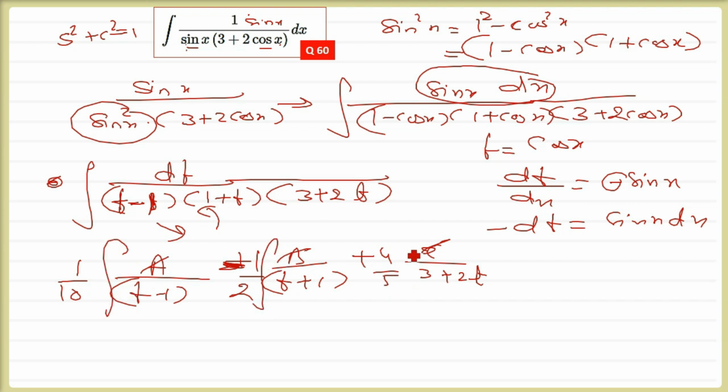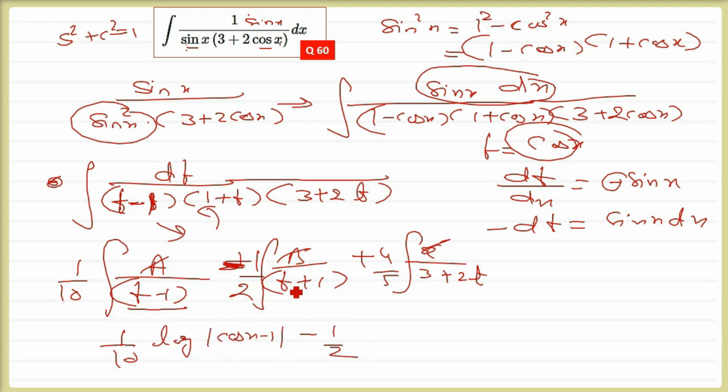And when you integrate this, it will be log of t minus 1. So 1 by 10 log of t minus 1 will come. But you have to replace this t by cos x. So 1 by 10 log of cos x minus 1 will come as the first term, minus 1 by 2 log of t plus 1 will come. So you can take log modulus of cos x plus 1.